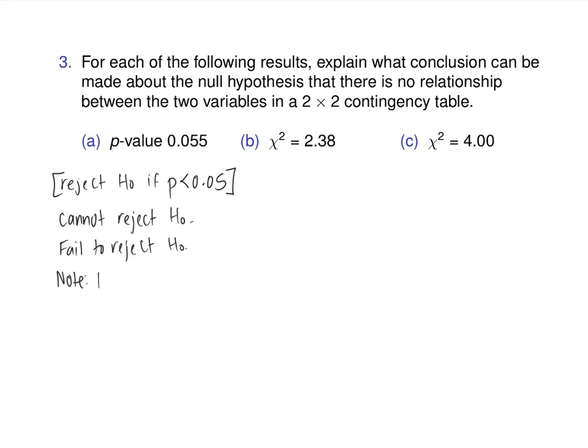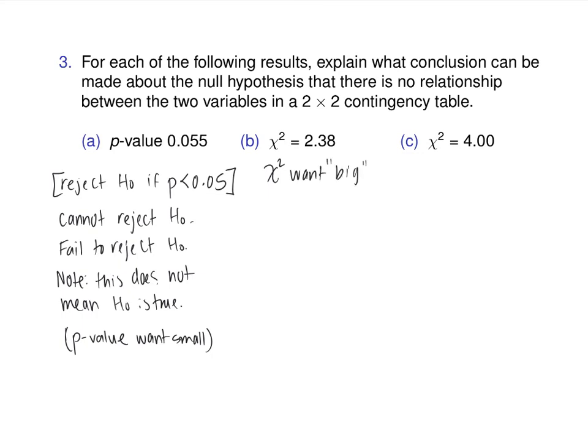One thing to note, this does not mean H naught is true. That is not the case. You just don't know what to do about it. Okay, so for p-value, you want small. Chi-square, you want big. And I'm going to say big in quotes there because in this case, big means greater than 3.84. So is this chi-squared bigger than or equal to 3.84?